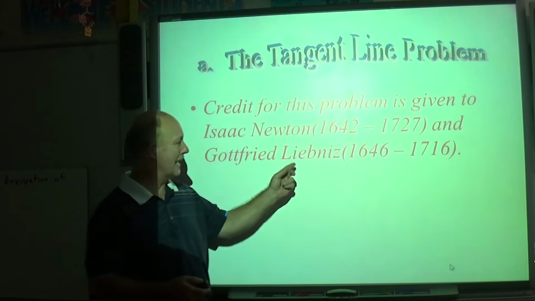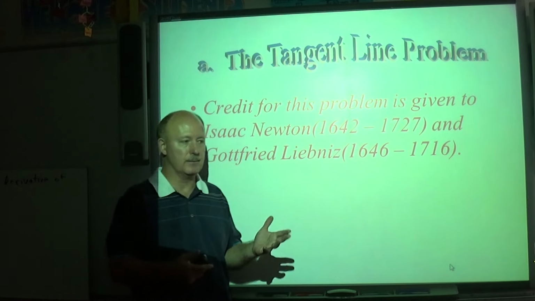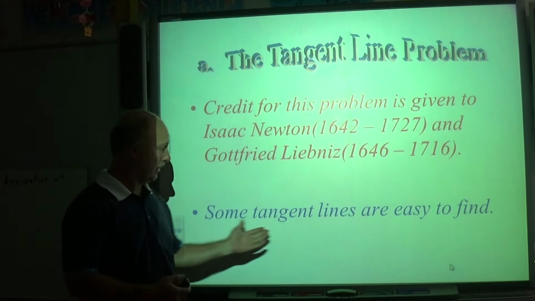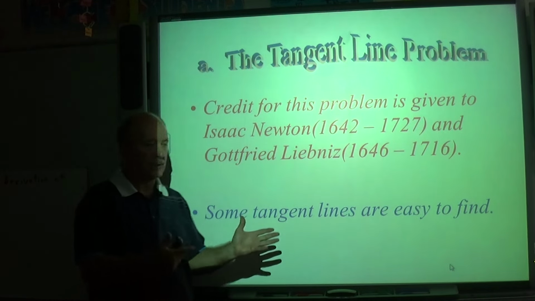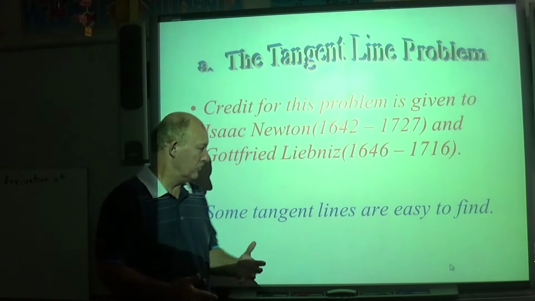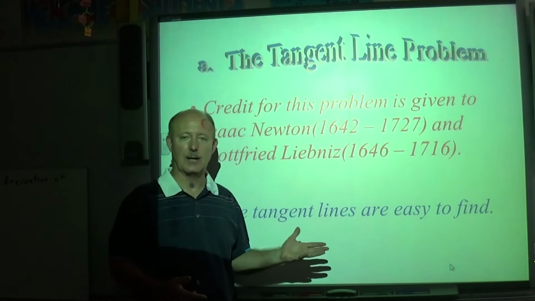So Newton and Leibniz are both given credit for the development of calculus pretty much as we know it today. Now, a couple things about tangent lines. When we look at derivatives, it's basically just the slope of tangent lines. Some tangent lines are easy to get, so they're easy to find.